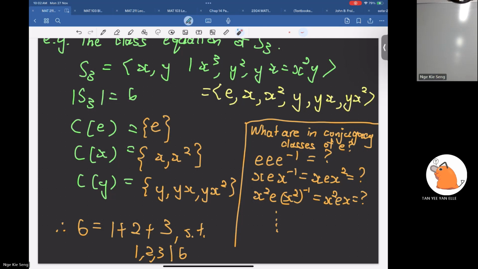Is this what you want to ask? What's the use of this class equation? You can roughly know how big my conjugacy classes are, and what kind of numbers can appear in a conjugacy class. Any other question?